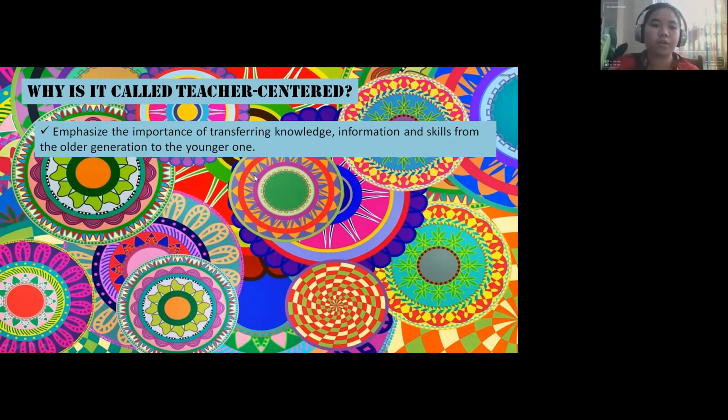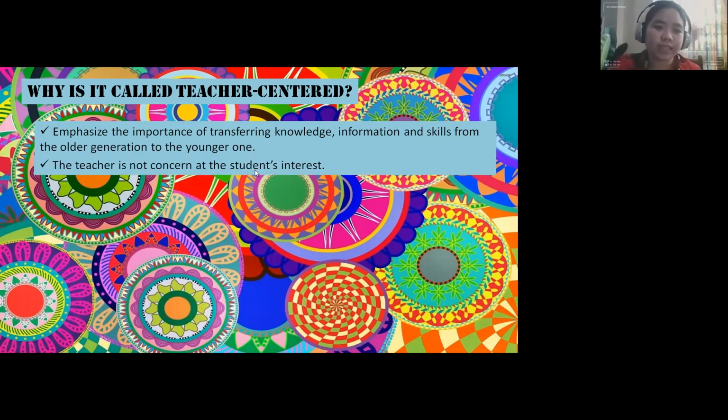Next, the teacher is not concerned with the students' interest. It means that whether the student is interested or not, the teacher needs to teach that topic. For example, reading. If your student is not interested in reading, you don't have a choice but to learn reading, because that has everlasting importance.